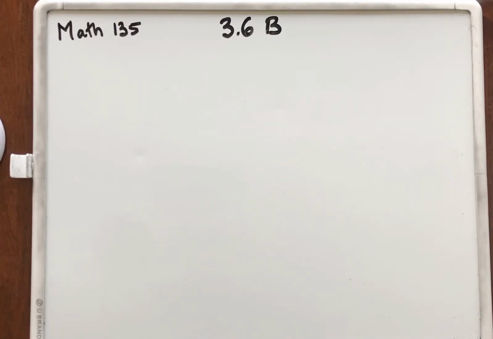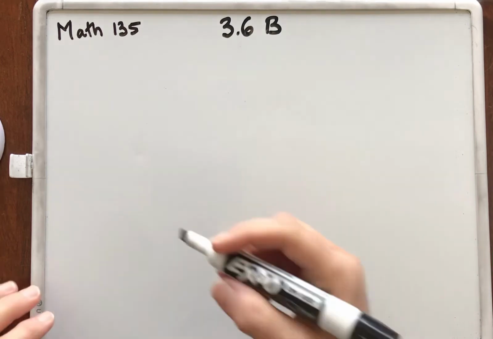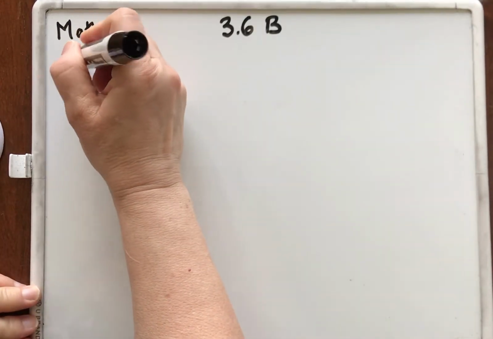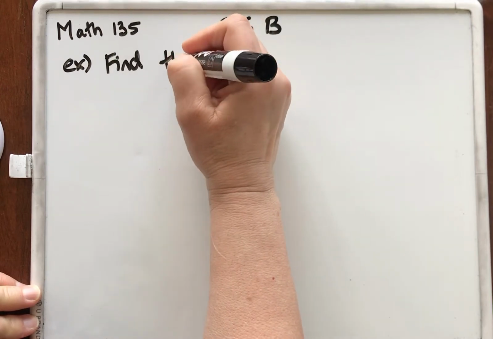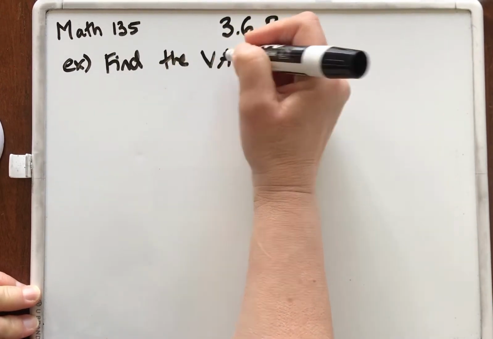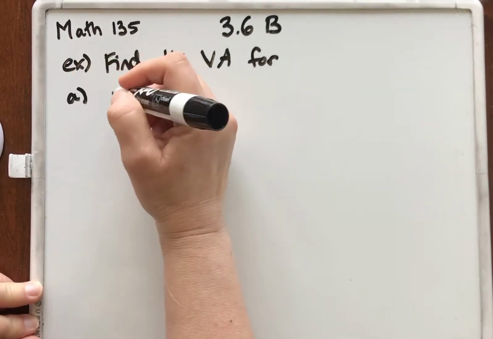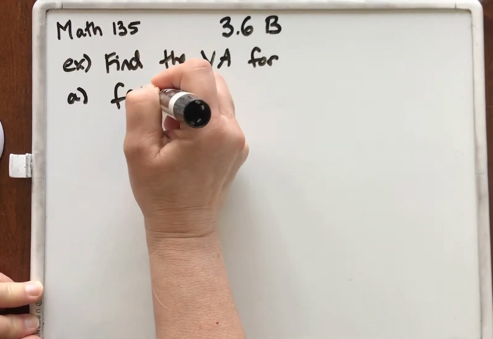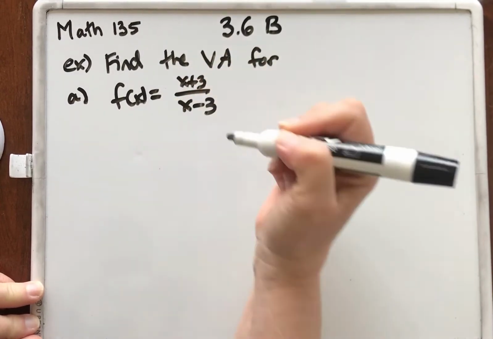6b. Now let's do some algebra that we've done in the past when solving for vertical asymptotes, just as a review. Okay, so here we have find the vertical asymptotes for, and I'm going to give different examples. First one, f of x equals x plus 3 over x minus 3.